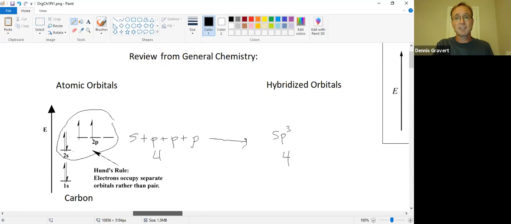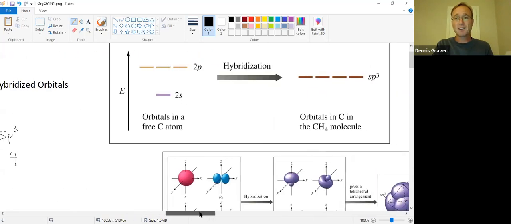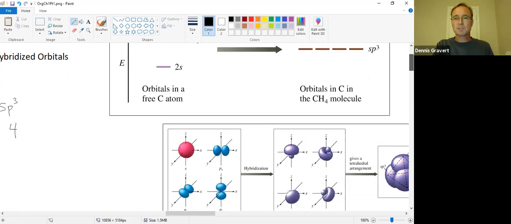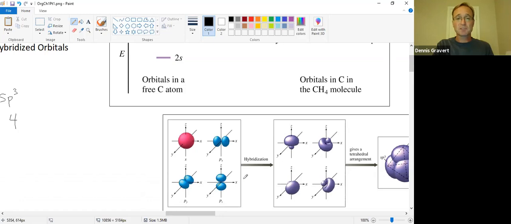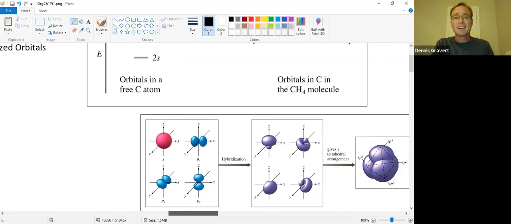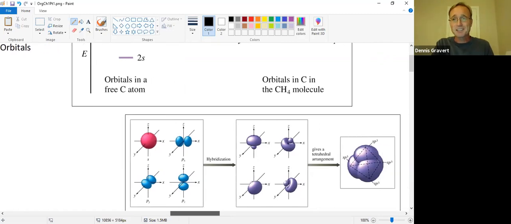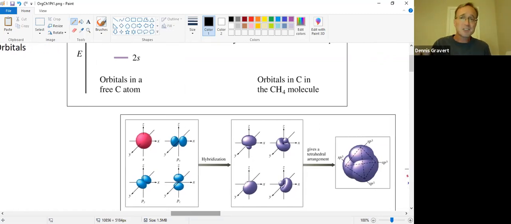So I hope you've seen sp3 hybridization before. You might have seen something that looks like this, right? The 3 p's and the s, they hybridize to make 4 orbitals that are sp3. In terms of these orbital shapes, now remember, orbitals, I kind of think of them as parking lots. Parking lots where you park the electrons, or electrons are in motion, so maybe they're like airplanes or something orbiting planets. It's their flight pattern.